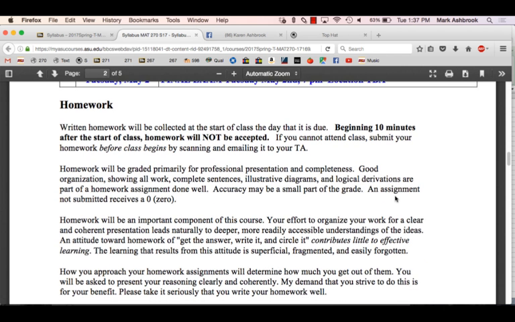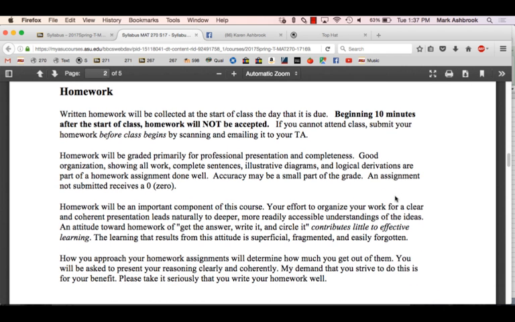Okay, homework. You can read all the important stuff about homework, but the one thing I want to emphasize about homework is we'll collect it always right at the beginning of class. 10 minutes after the start of class is the cutoff. If you happen to be late, you've got to be here within 10 minutes. You can turn it in when you come, but after 10 minutes after the start of class, no more homework will be accepted. If you know that you are going to miss class, you can scan it and email it to your TA before class.